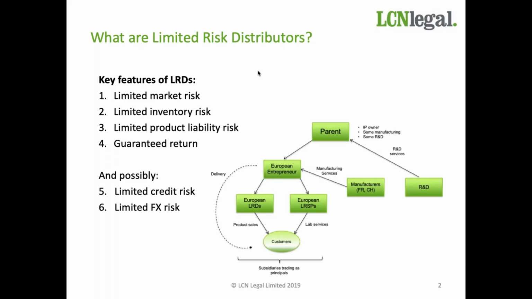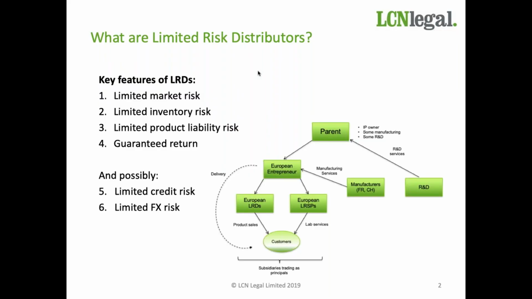So what are limited risk distributors? Well, we've included in this slide a very simplified extract from a typical group using this kind of structure. And you can see in this example, there's the parent company, which holds most of the IP, which undertakes some manufacturing activities and some R&D activities. And it has various regional distribution networks. So we've just shown the European network in this example.